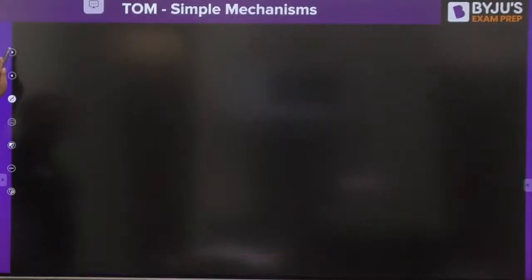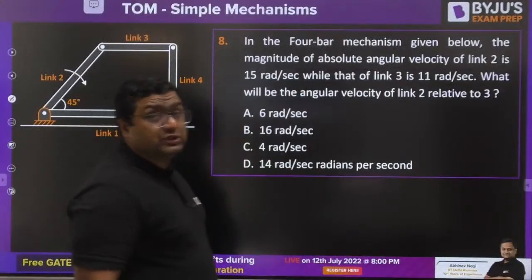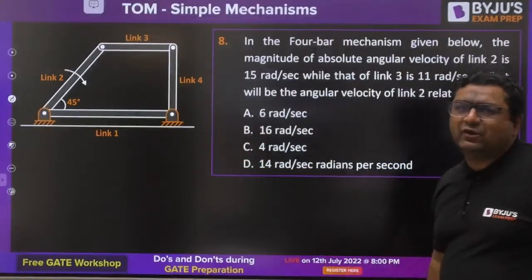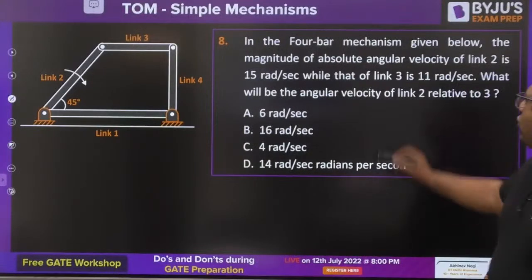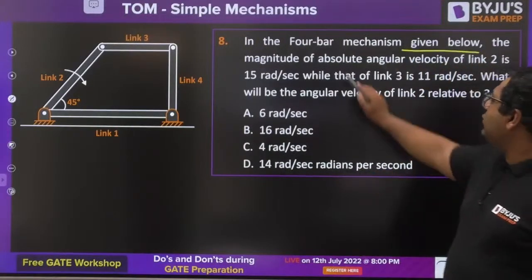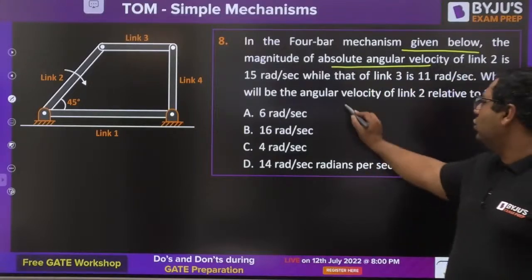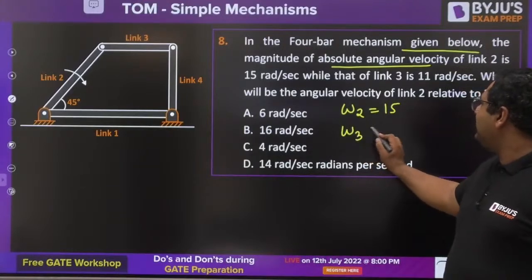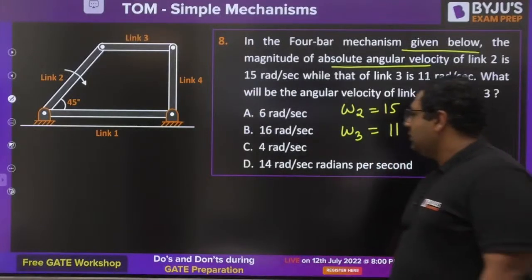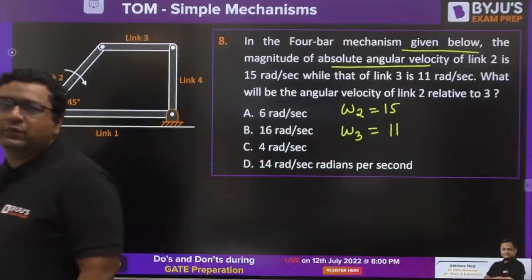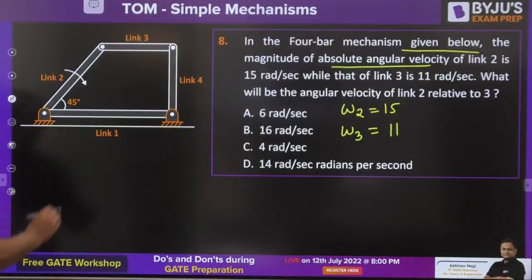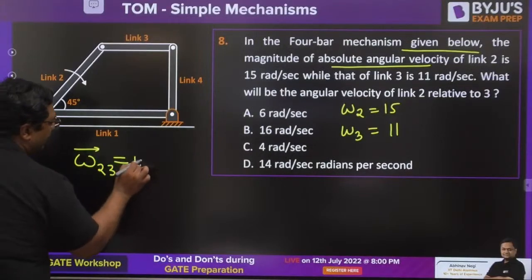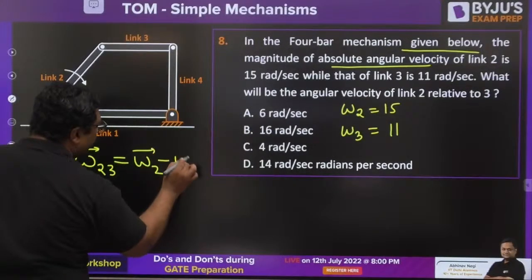Moving to question number 8. This is to tell you the concept of relative velocity. Very good, Bhavya. In the 4-bar mechanism given below, the magnitude of absolute angular velocity of link 2, omega 2 is 15, and omega 3 is 11. Yes, guys. I would like to tell you, okay, after this hint, this question is nothing. Omega 23 is defined as omega 2 minus omega 3.